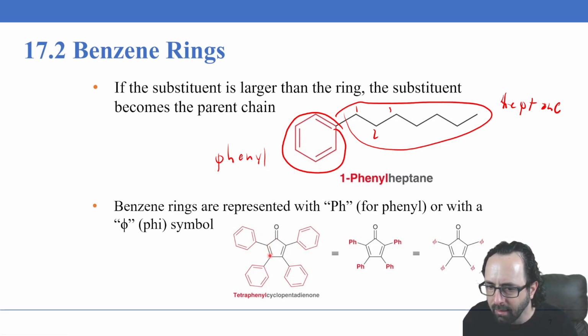cyclopenta, that's the main chain here, cyclopentadiene, 2 alkene groups here, and then one for a ketone. And we'll talk about how to name ketones when we get to the ketone chapter, but their names end with one. And so when you have this, you could simplify it by writing all of these benzene rings as Ph for the phenyl group.